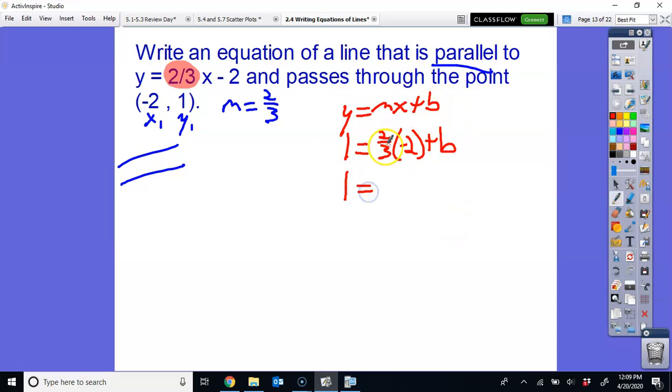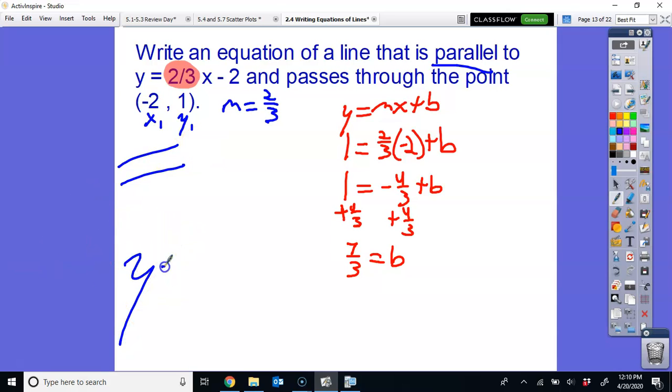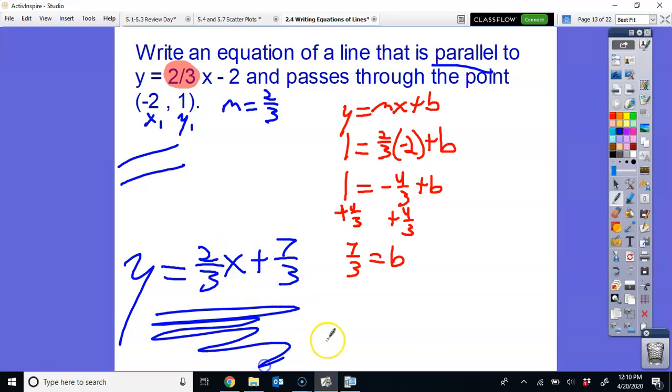So 2/3 times -2 is -4/3. I add 4/3 here, add 4/3 here. If you do that, that is going to end up giving you 7/3. Yes, that's 2.3 as a decimal, and that's okay. I'm not extremely opposed to decimals. Just remember, I usually try to use fractions because they're more precise, they're more exact. So my m is 2/3, my b is 7/3. There's my equation of my line.